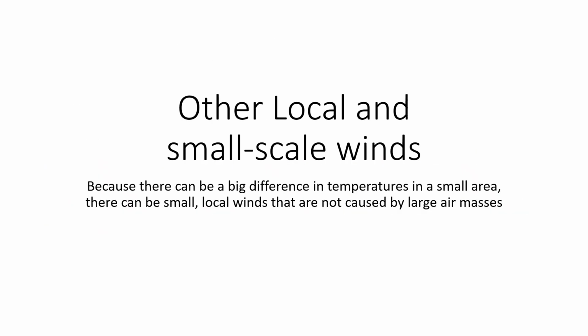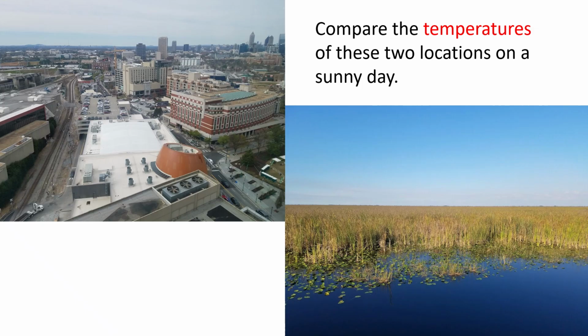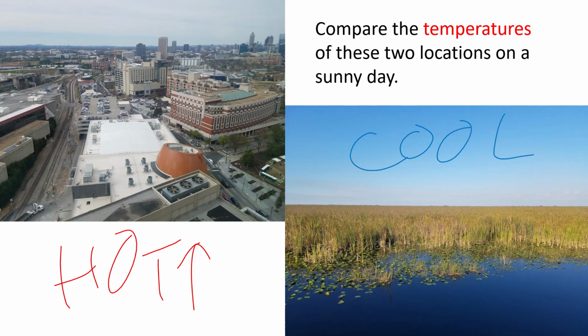Now there's other local small scale winds as well, not just land and sea breezes, because there can be a big temperature difference between very small areas. Think about these two areas. Think about the temperatures of these two areas on a nice, hot, sunny day. Well, we know the city is going to get really hot and the air is going to rise very easily. Well, we know over here it's going to be cooler because the water and the air is a lot more likely to be sinking. If these two areas are right beside one another, you're going to have some wind because you're going to have a local low pressure right next to a local high pressure.